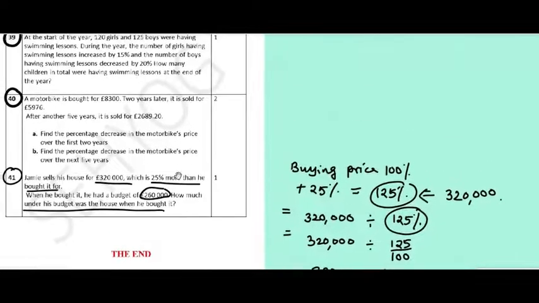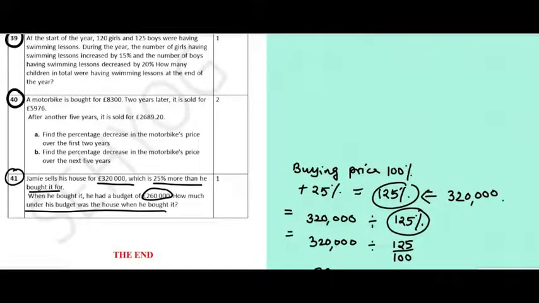Let's move on to the next sum, number 40. A motorbike is bought for 8,300. It is sold for 5,976. So we can easily find how much is the percentage. So after another 5 years, it is sold for 2,689.20. Find the percentage decrease in the motorbike's price over the first 2 years.